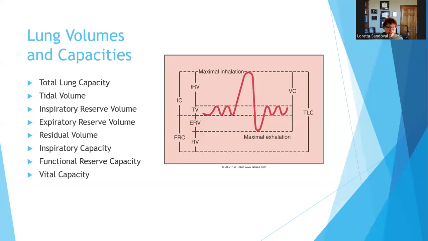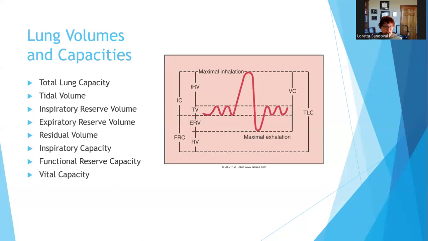The amount of inspired air that actually reaches the very end of your alveoli is only about 350 milliliters of that total 500 milliliters. The remaining 150 milliliters remains in the airways and doesn't take part in the gas exchange, because you can't just have a vacuum. There's got to be air in all the airways. They just can't be empty.